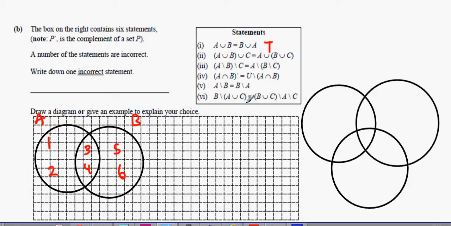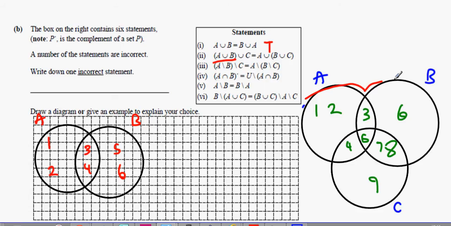Now, the next one is if A union B union C is the same thing as A union B union C, with the brackets placed differently. So let's figure this out. I'll just put some numbers in here again. In this given example, A union B, we're just going to do this part here first. A union B is everything in here, and then it wants everything in C as well. So therefore it's also going to include everything in C.